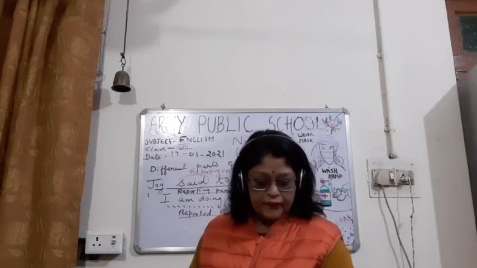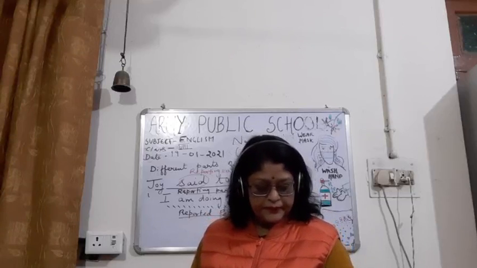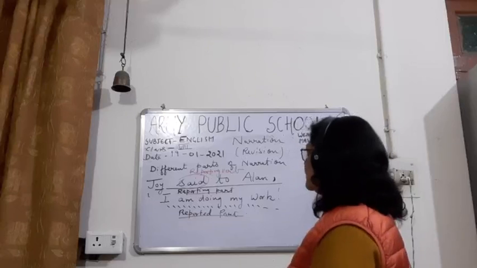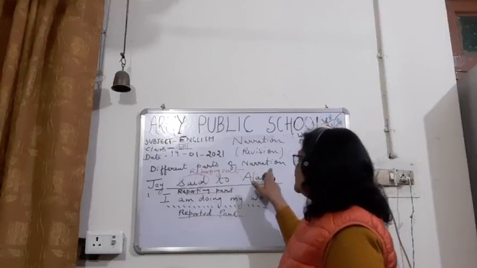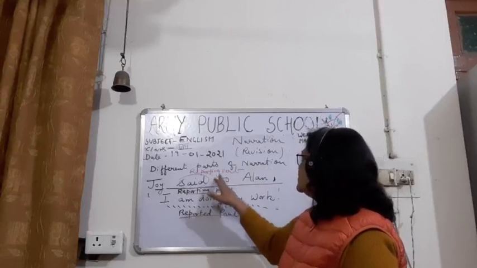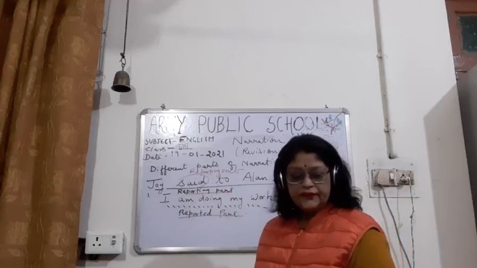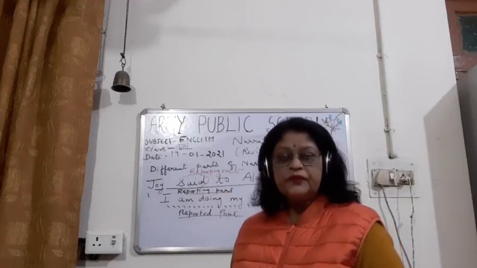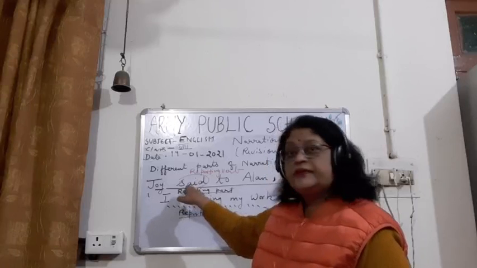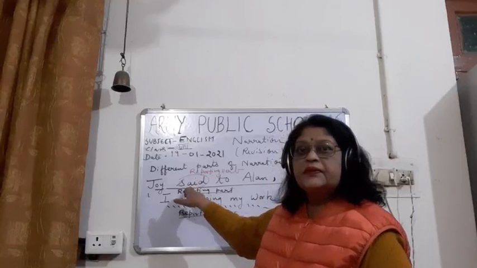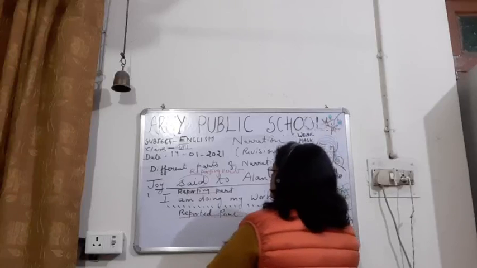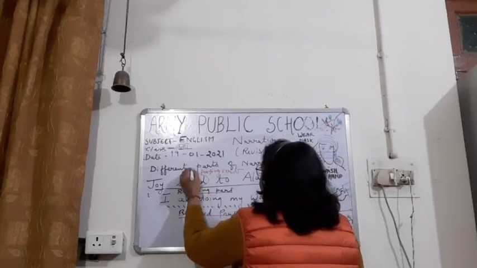So this you have to see. One is the reporting part, the other is the reported part. Different parts of narration: Joy said to Ellen, "I am doing my work." This is the reported part and this is the reporting part. The most important thing is the reporting verb. This is the reporting verb. What is the most important part here? The reporting verb.